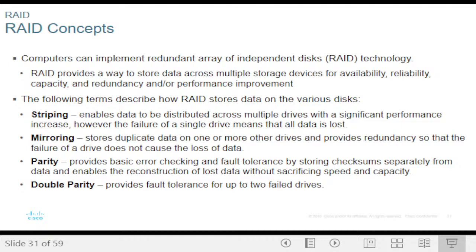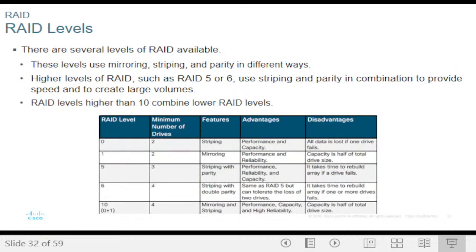So the others below here use either striping or both striping and mirroring. And so you have these RAIDs: RAID 0, RAID 1, RAID 5, RAID 6, and then there is another one, 10 plus. These just use different mechanisms, and there is a minimum number of hard drives that you need in order for each method to work.